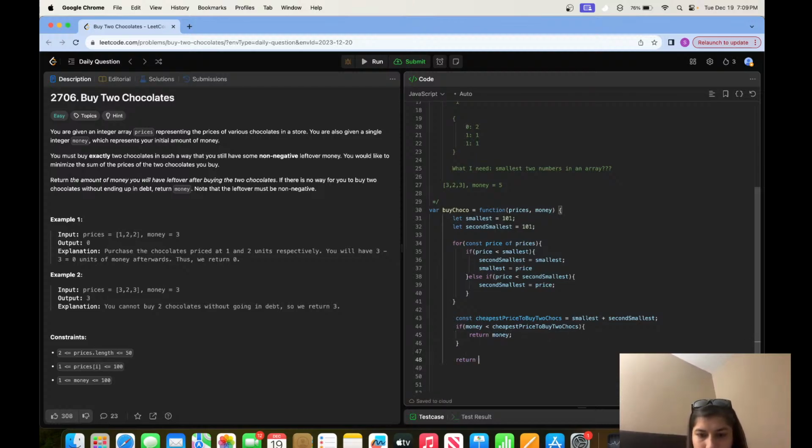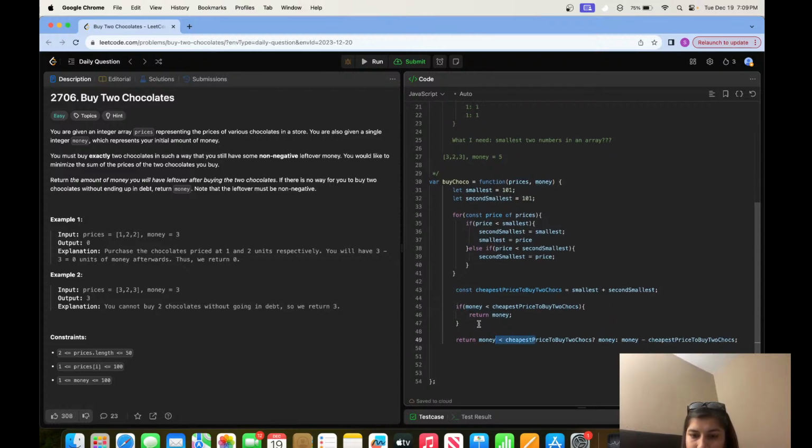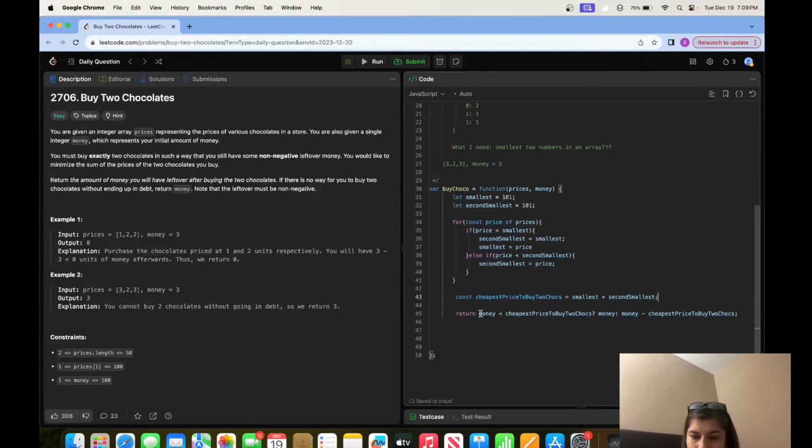Actually what I can do is return, if money is less than this one, then just return money. If it is not less than this one, then I should return this minus this, right? Because if I have sufficient money, if I have more money, I mean if I have less money than the cheapest price needed, then I will just return money. Otherwise I will just return money minus whatever I have remaining.